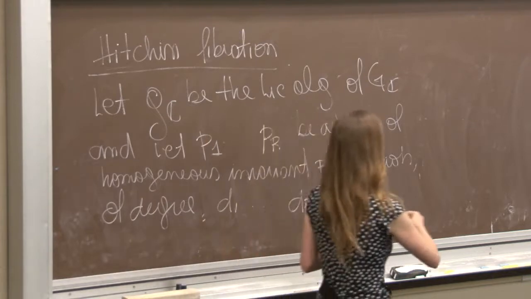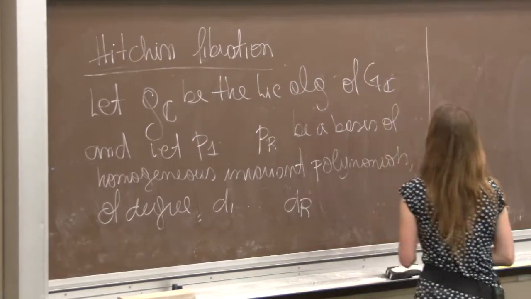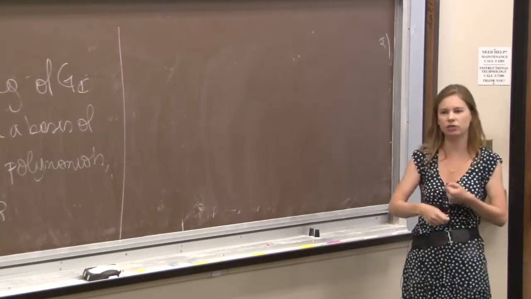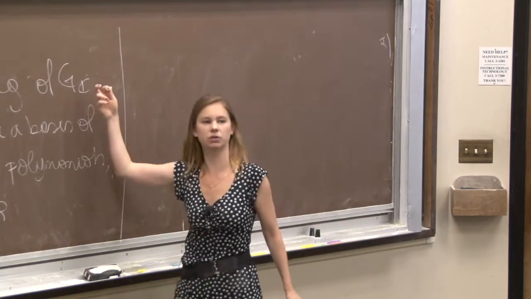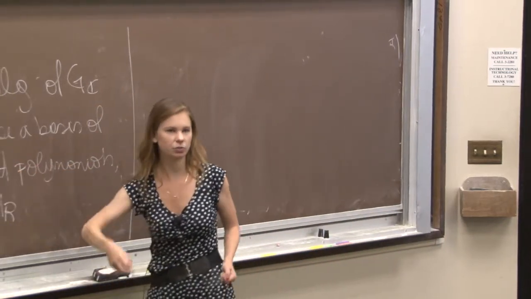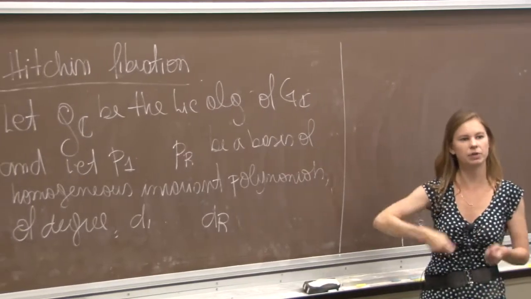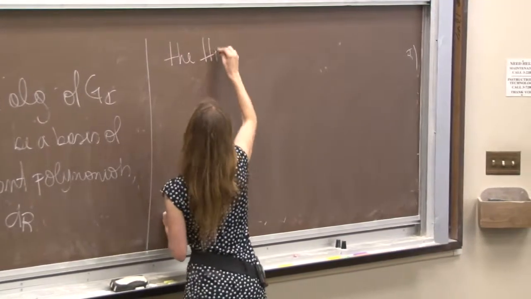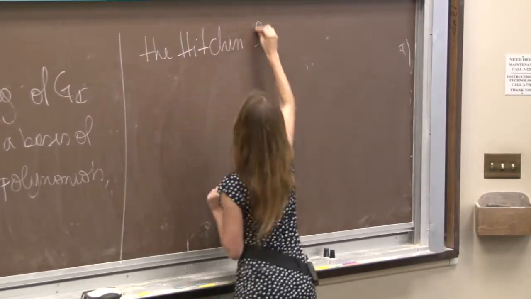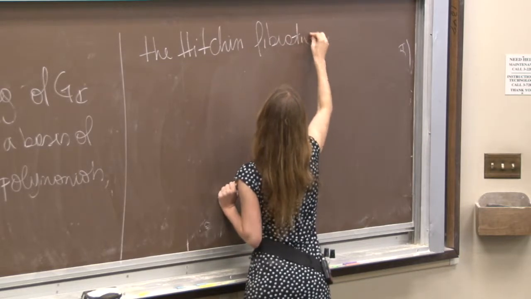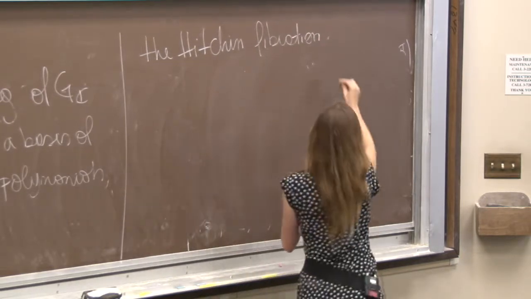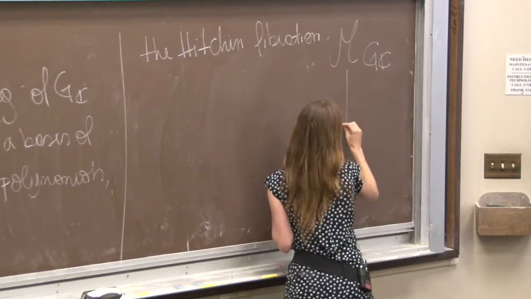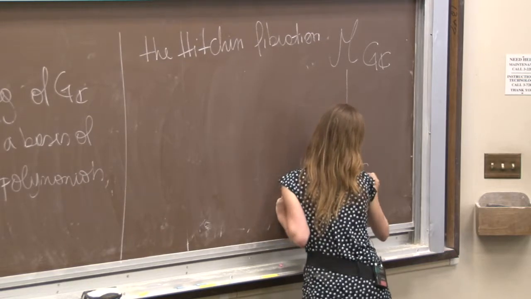We're fine? So what we're going to do is apply those polynomials to our Higgs field. Remember, our Higgs field was a section of the adjoint bundle of a principal G_C bundle, and these are invariant polynomials on the algebra, the fibers of the principal bundle. We can apply these polynomials. The Hitchin fibration is going to depend on your group. So we're going to have the moduli space of G_C Higgs bundles, and it's going to fiber over some base. I'm going to call it A_{G_C}.